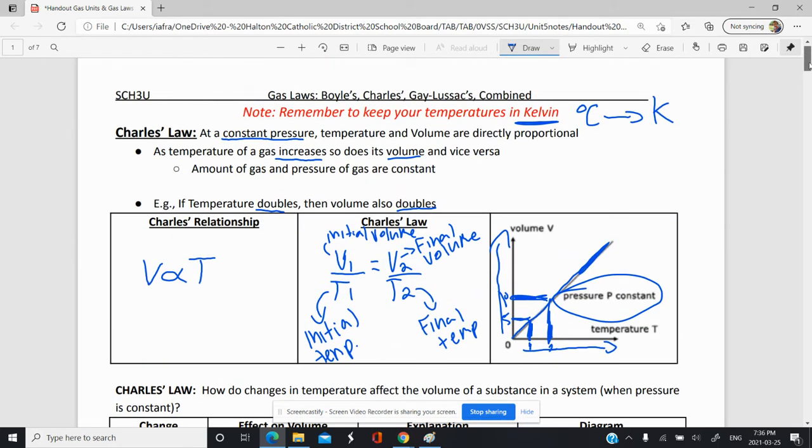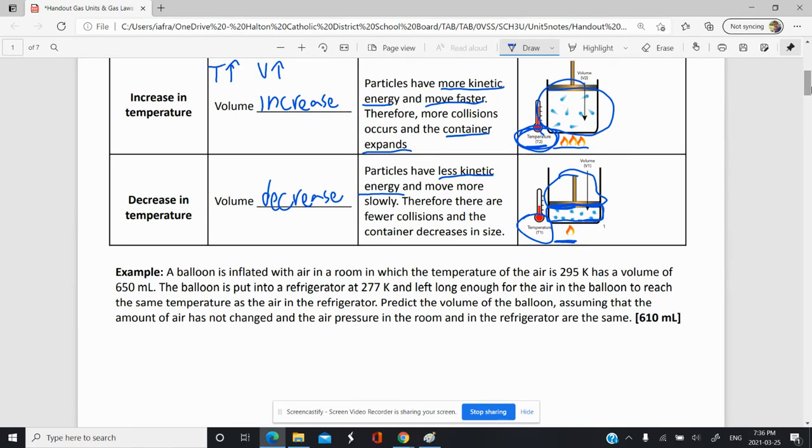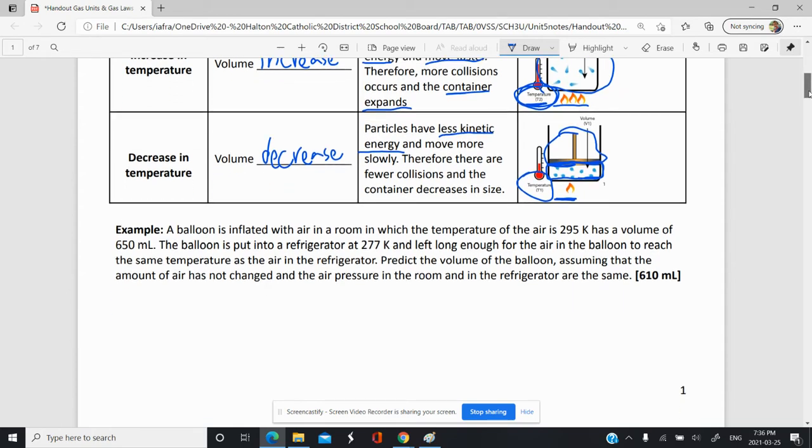So again, it's important to understand that the pressure is constant when we're doing these experiments, and you didn't change the amount of gas in there. So the gas is taking up more space, not because there's more gas particles, but because you gave more energy to move around and to push against the walls of the container. So let's take a look at a sample problem.